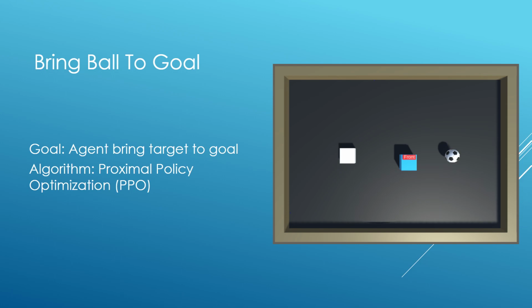So my first environment is for the agent to bring the ball to the goal. This blue cube is my agent. The goal is to go find this ball placed in the environment, and then once it has the ball, it needs to go to the goal, which is this white cube.